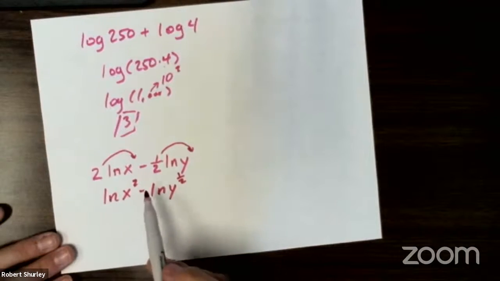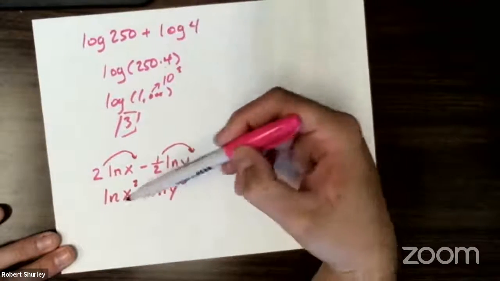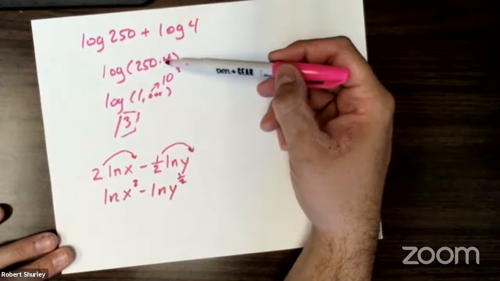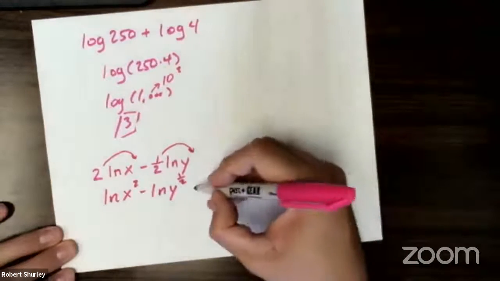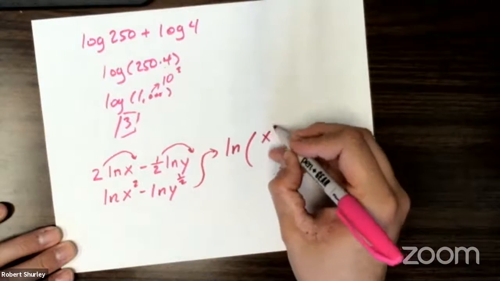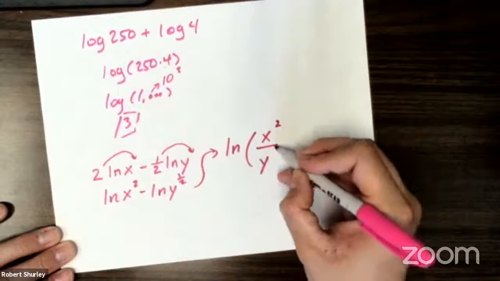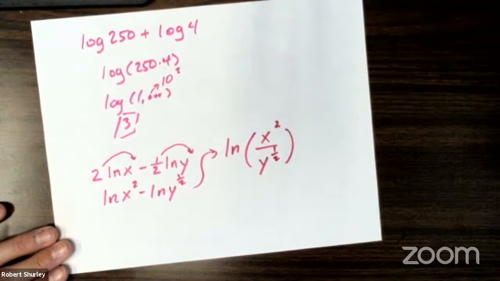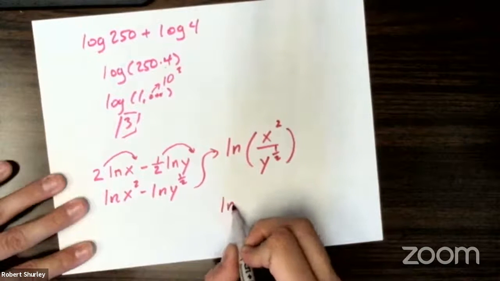Okay, now it's a minus. Up here was addition, same logarithm, ln, but we got a minus, and we know addition became multiplication inside. Subtraction is going to become division. So we wind up with a single ln of x squared over y to the 1/2. And we know y to the 1/2 is just the square root of y.